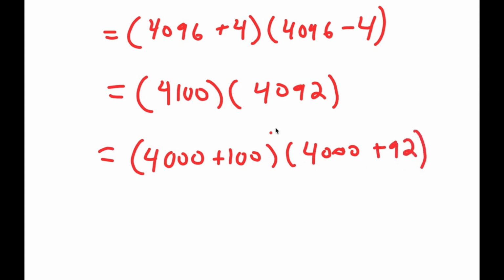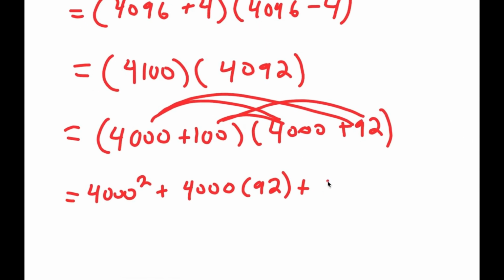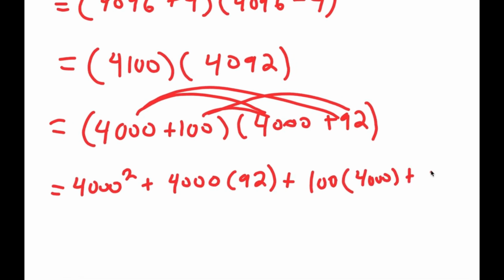Now, the reason I did this is because now I can distribute. So I'm going to distribute 4000 first. 4000 times 4000 is 4000 squared. Now 4000 times 92. And now I have this plus, I can distribute the 100. So I have 100 times 4000 plus 100 times 92.